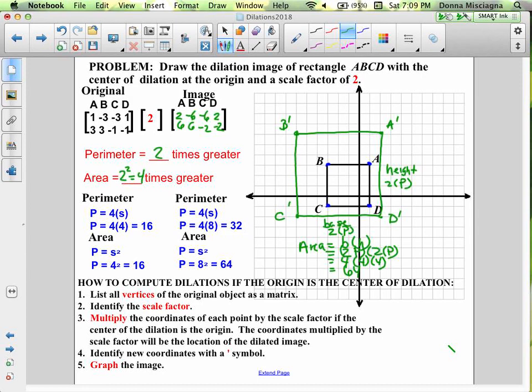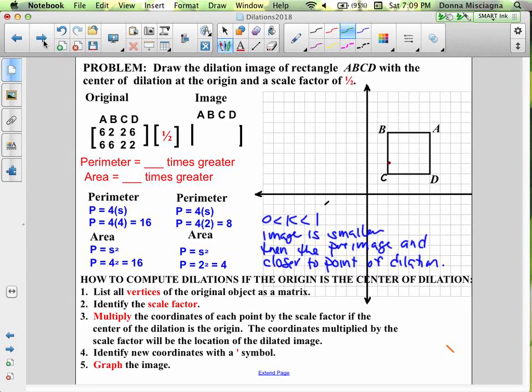So we did all the other things. All right, let's do another one, and the next one's in your notes. Same figure, except I moved it. Over to 6, 6, 2, 6, 2, 2, and 6, 2. Same square though, just a new location. And this time our scale factor is 1/2.